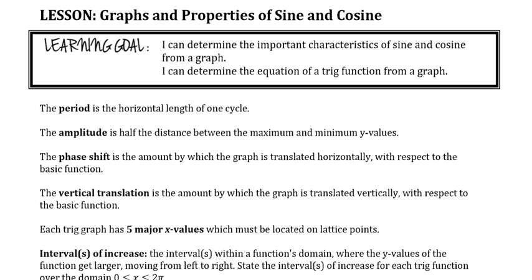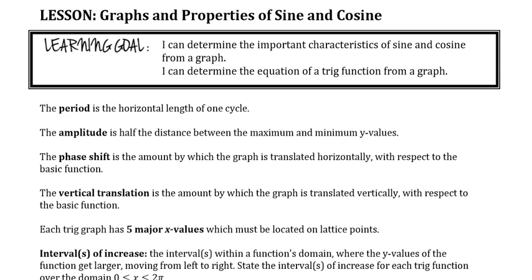Okay, the period. Again, I'm not going to go through these really in depth. They're there if you want to read over them and think about them. Period is the horizontal length of one cycle. We calculate the period, we talk about the period. That's a pretty big deal, being able to find the period. So it's one cycle.